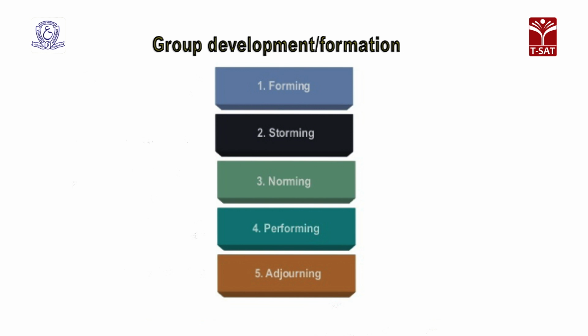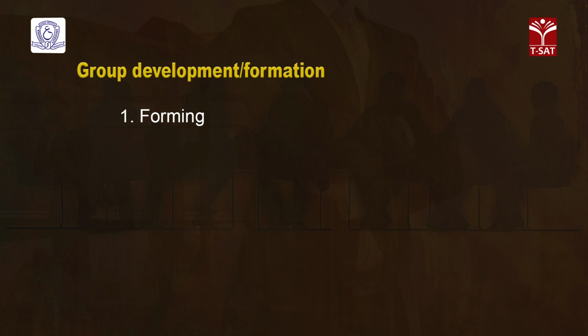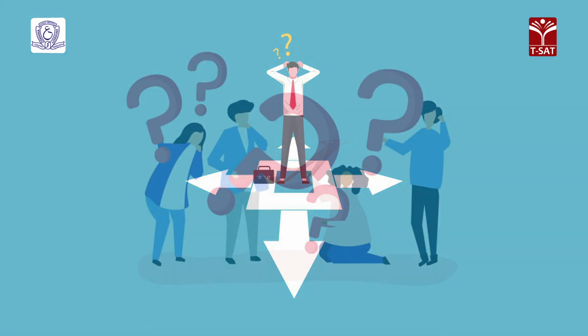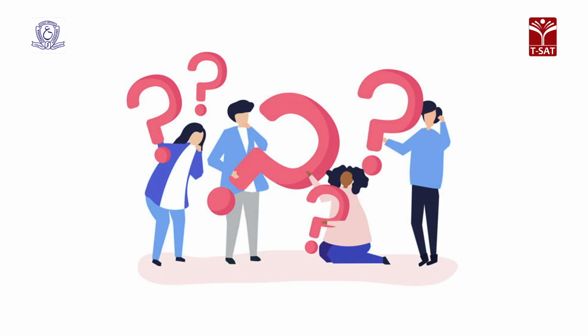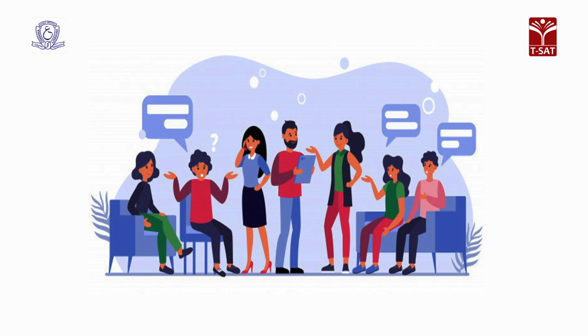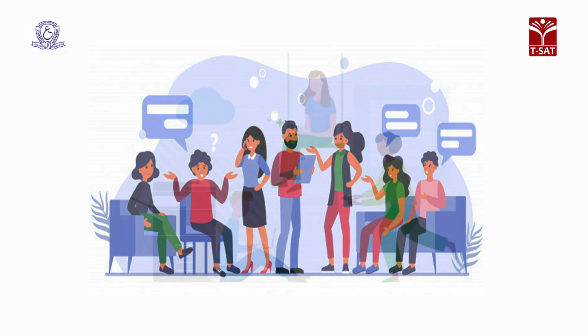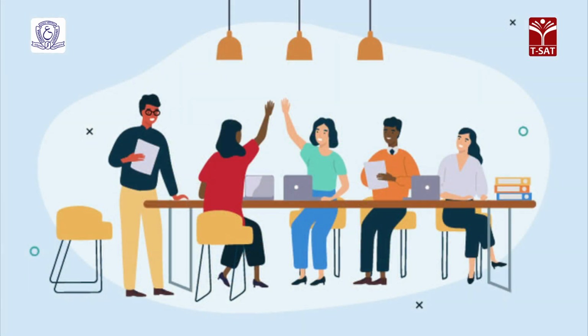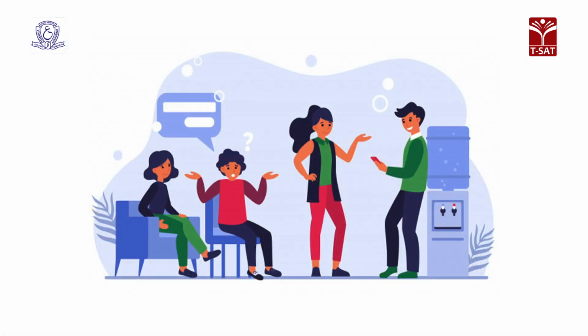Stage number 1, forming. Forming is a stage which is characterized by some confusion and uncertainty. Forming is actually an orientation period when members get to know one another and share expectations about the group. This is the initial stage when the group comes together and members begin to develop their relationship with one another and learn what is expected of them.